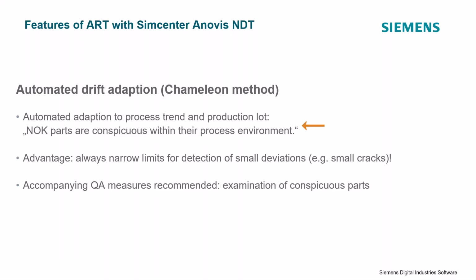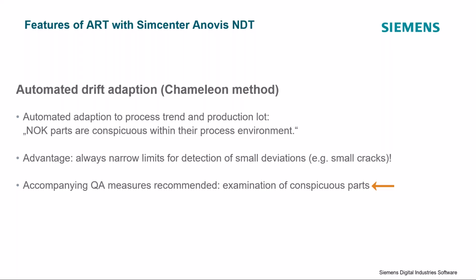And what does it do? Well, with this automated adaptation to the process trend within the production lot, the criterion is that not-OK parts are conspicuous within their process environment. It seems a little bit sophisticated, but it's the most powerful way to sort out faulty parts. It's the most sensitive way to do this. The advantage is to always have narrow limits for detection of small deviations.